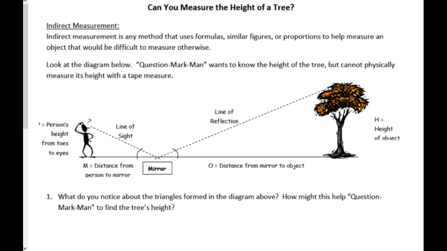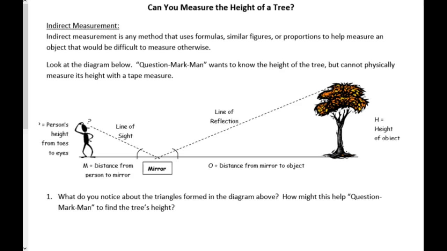Let's read this. It says, can you measure the height of a tree? Can you? Indirect measurement is any method that uses formulas, similar figures, or proportions to help measure an object that would be difficult to measure otherwise. Some things are so tall we don't have enough rulers to measure them, right? So there's ways to measure precisely without literally measuring it physically. For example, if you Googled how far is the sun from the Earth, you'd probably trust it, even though they didn't use a ruler to measure it. So there's indirect ways to measure, and this is one way using what we learned 2 days ago, similar triangles.